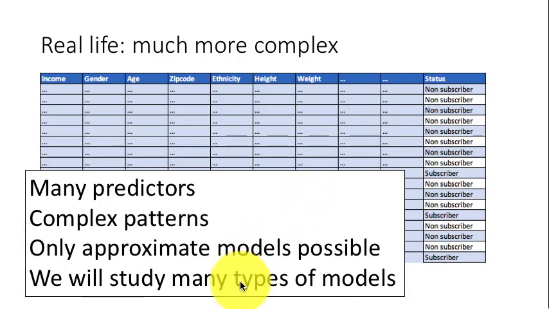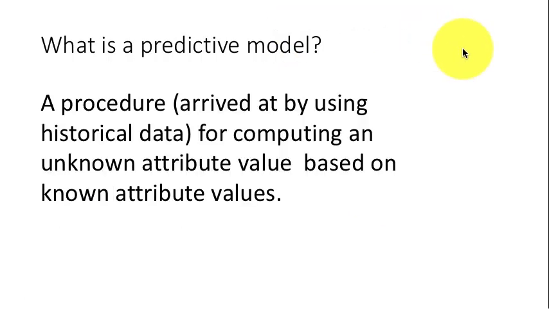So in this course, all we are going to do is to study many types of models for both classification and regression. Let's take a stab at a definition of what a predictive model is. A predictive model is a procedure arrived at by using historical data. We looked at some data and from the data we inferred a procedure. And it's a procedure to do what? It's a procedure to compute the value of an unknown attribute based on known attributes.